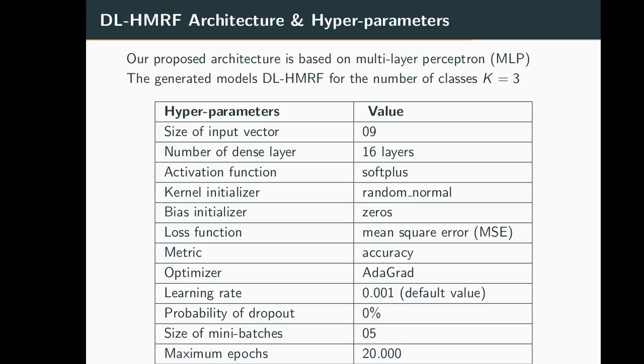Our proposed architecture is based on MLP. The generated models are for the number of classes k equal 3. That means our model segments into 3 classes: gray matter, white matter, and CSF. The performance of MLP depends on hyperparameter values. For that, we have made many tests to select the values shown in the table that give suitable metrics.